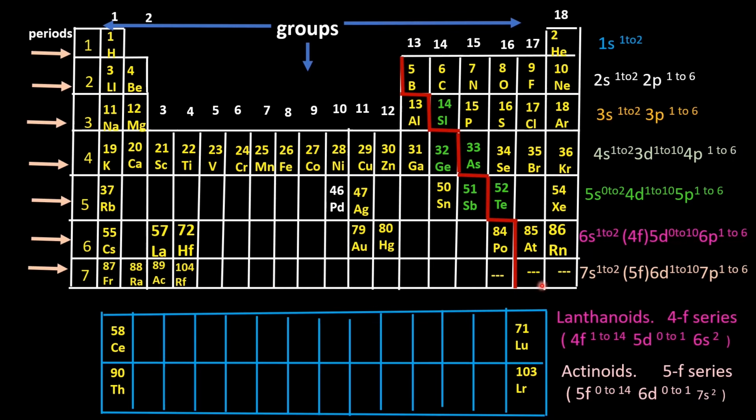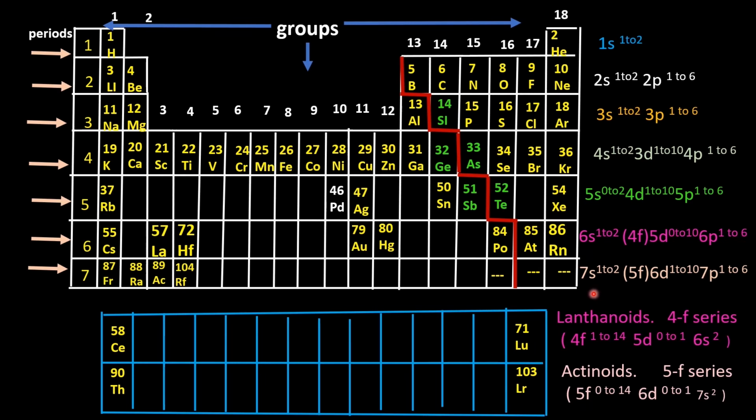Seventh period elements have a total number of 7 shells, and the seventh shell is the valence shell. 5f orbitals and 6d orbitals get filled up in this period. The 5f series is shown separately at the bottom. There are again 14 elements in the 5f series, from 90 to 103.